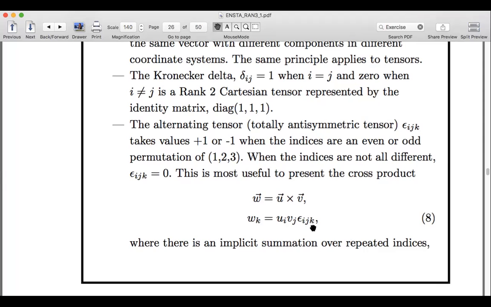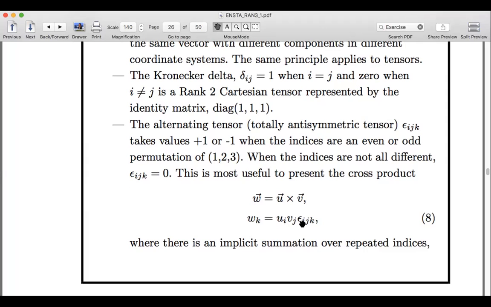Now k can take the values 1, 2, and 3, of course, because we have three components of this w. So the way to read this is, okay, I can set k as a free index. I can set it equal to 1, 2, or 3. Let's set it equal to 1 on the left-hand side. I set it to 1 on the right-hand side as well. And then I sum over i and I sum over j.